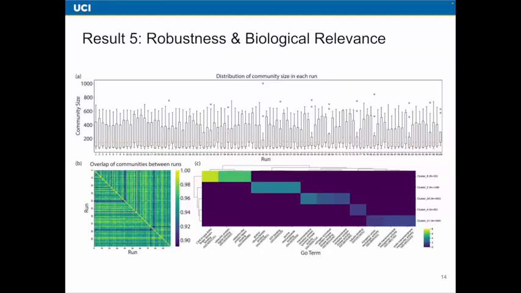Next, here is some robustness and biological analysis for iHerd. First, the distribution of the community size for each run and the overlap between communities between runs. And the GO term enrichment analysis show that the communities or clusters generated by our method are stable and biologically meaningful.